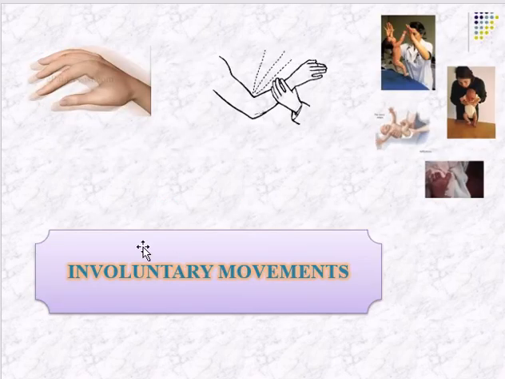Now, come towards involuntary movement. You can say movements are classified into two types, involuntary and voluntary. Voluntary movements, as discussed previously, and involuntary movement. Now, let's discuss involuntary movement.